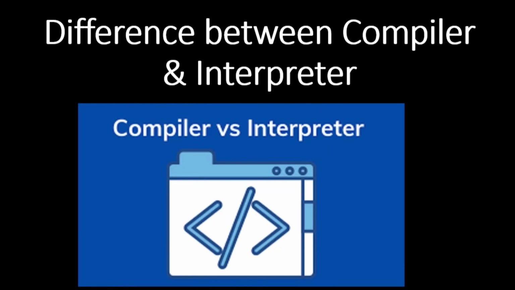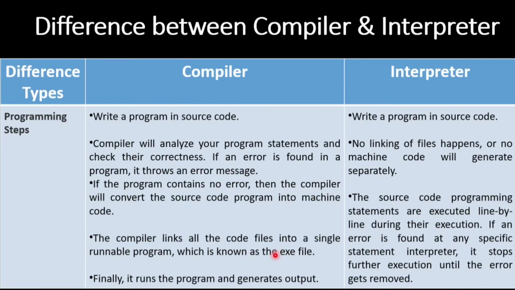In today's video, we will see what is the difference between compiler and interpreter. I'm assuming that you know the programming language and you have used compiler and interpreter. So now let's see the difference. So first of all, I'm going to discuss what steps compiler follows and what steps interpreter follows. Whether it is compiler or interpreter, they need source code. So we are going to write a program and that program is called source code.